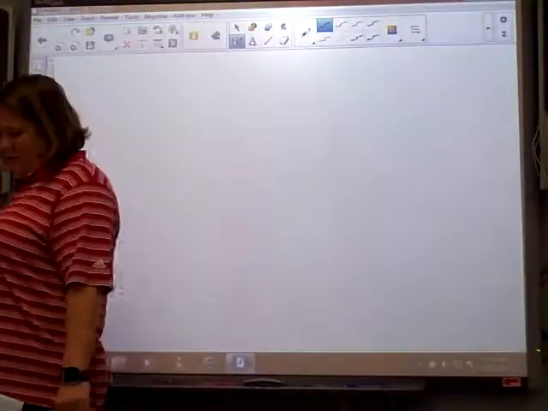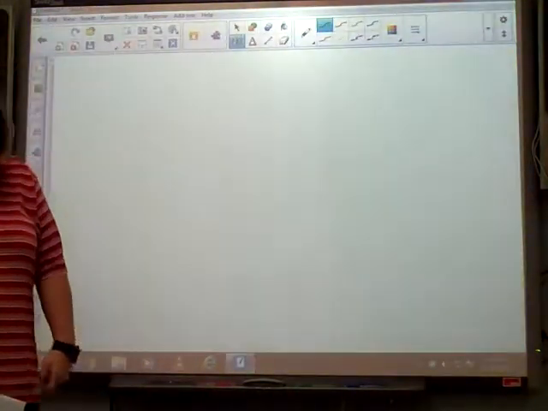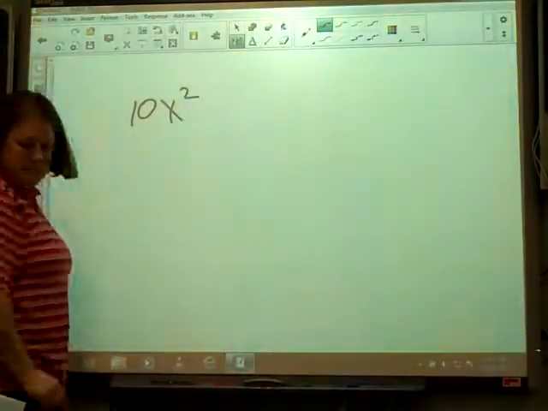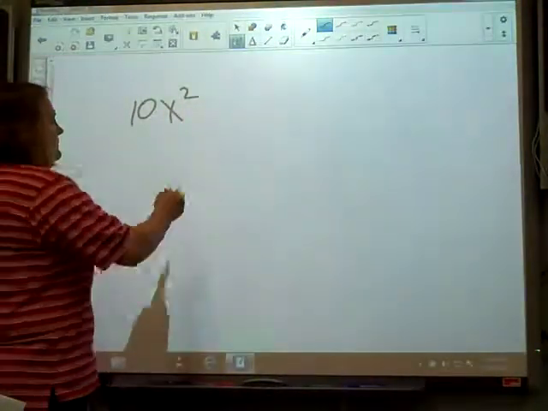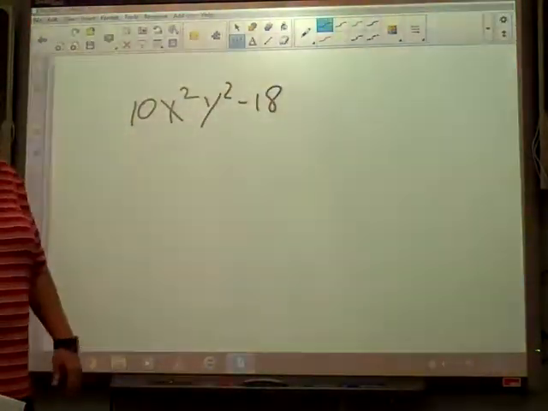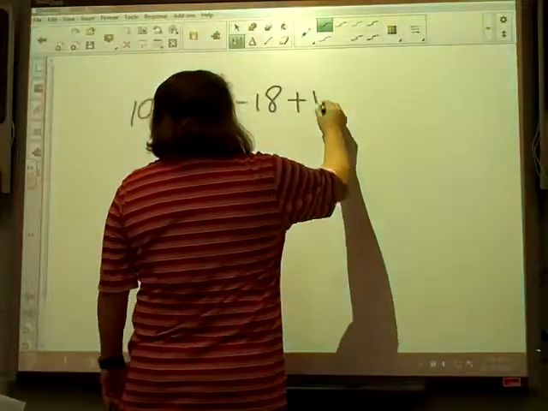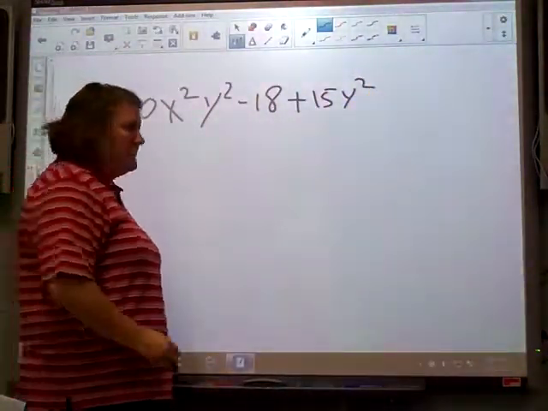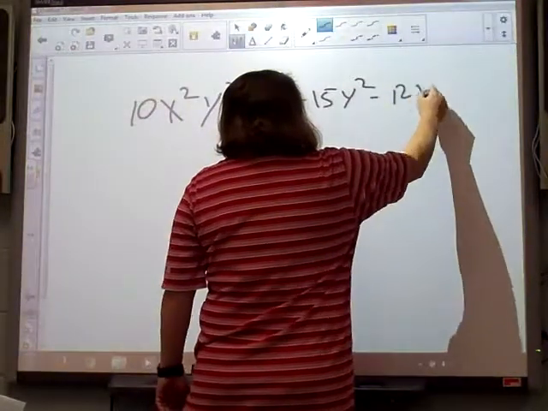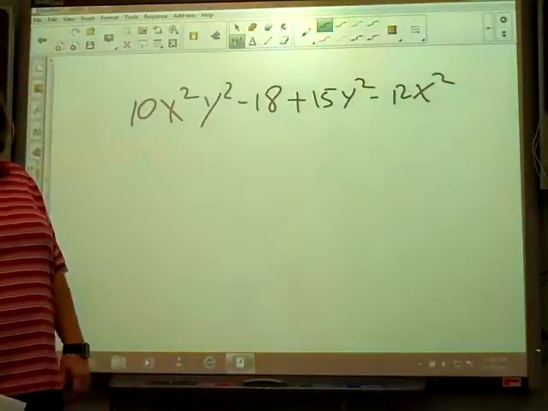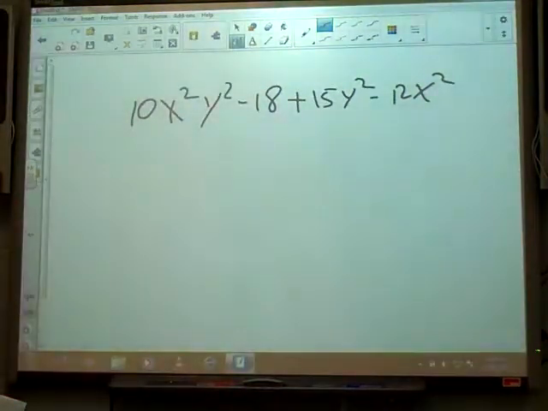Still going to factor by grouping here, so there you got a little bit of a hint. I've got 10x squared y squared minus 18 plus 15y squared minus 12x squared. Now, I did this to you on purpose. This is the most difficult type of factor that there is out of today's lesson.